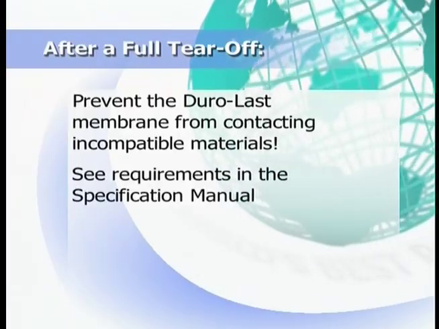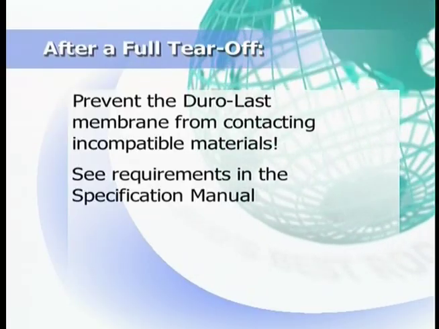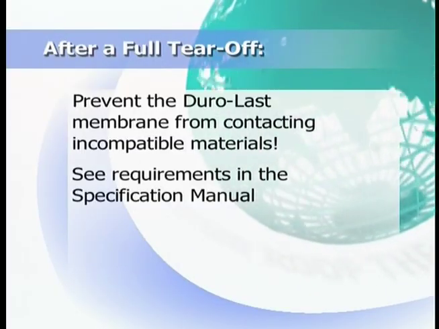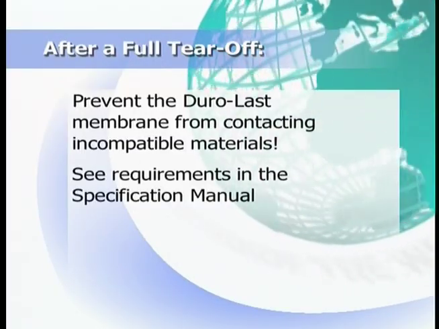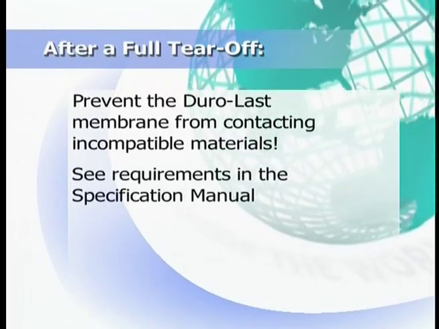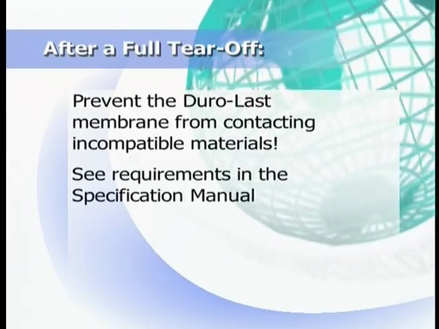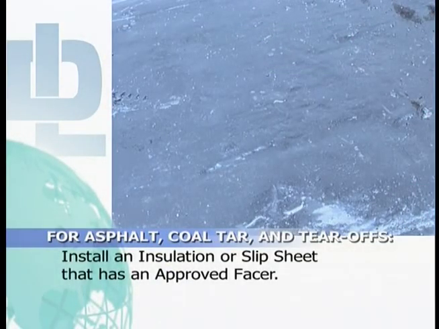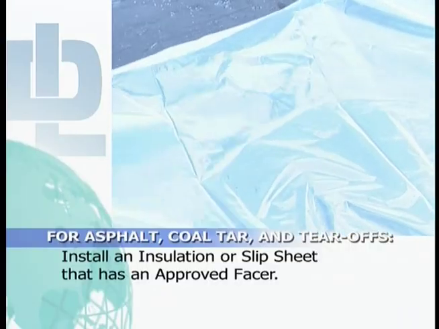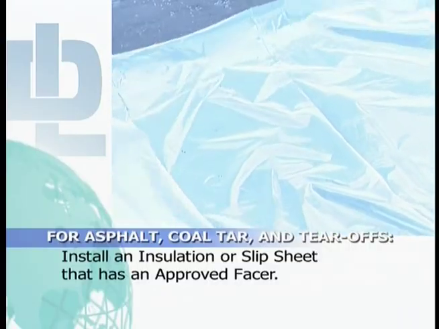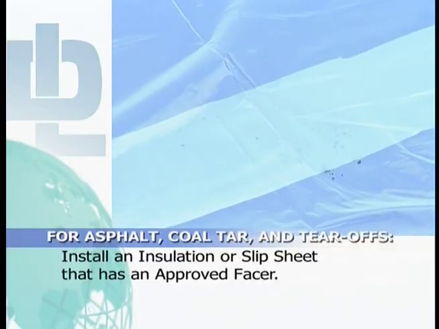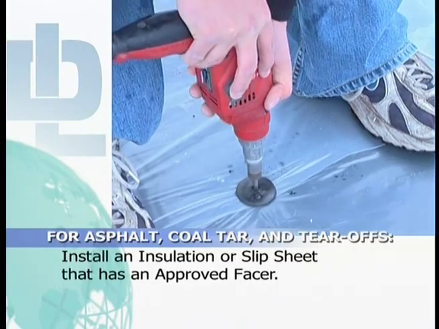When re-roofing after a full tear-off, use extreme caution to prevent the membrane from contacting incompatible materials, such as tear-off dust. Failure to do so could produce substandard results, cost you money in the long run, and compromise or void the warranty. When roofing over asphalt or coal tar roofs, including where there has been a tear-off, you must install a minimum 3 mm thick slip sheet or insulation with an approved facer. Slip sheets must be overlapped 6 inches and fastened to hold in place.